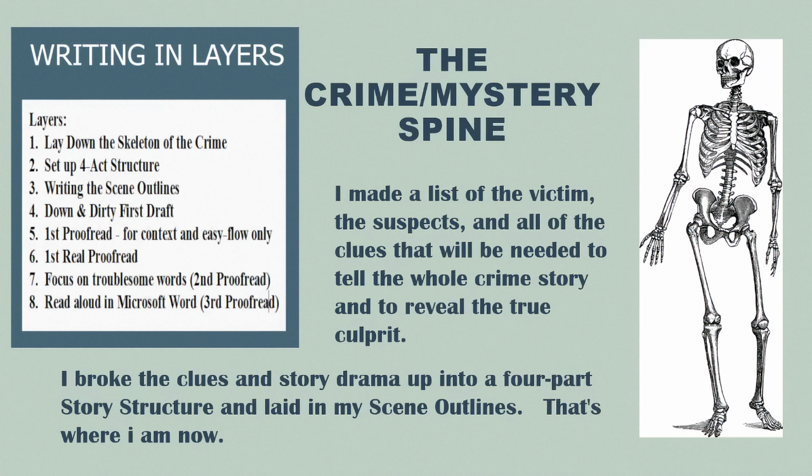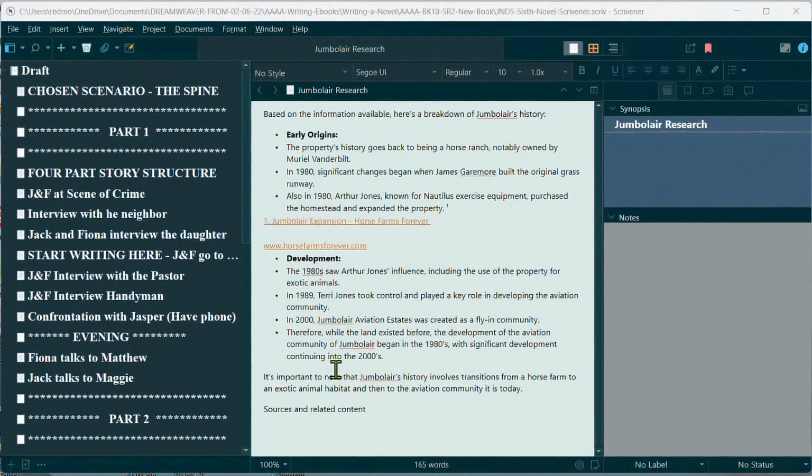So next I will jump into Scrivener and take a look at the novel in progress. I'll show you where I am and how I proceed. Okay, so here I am in Scrivener. And as I said earlier, I have just begun layer 4, which is the down and dirty first draft. This is the hardest part of the book.